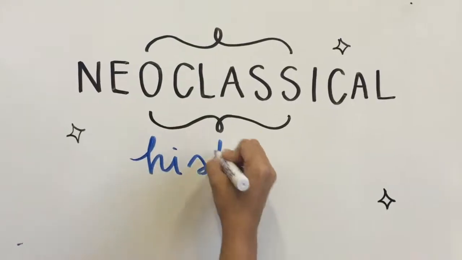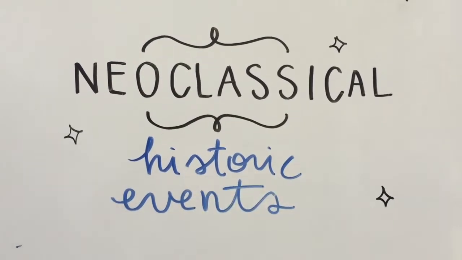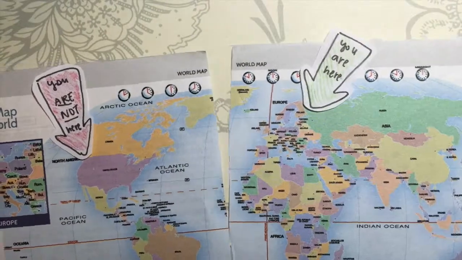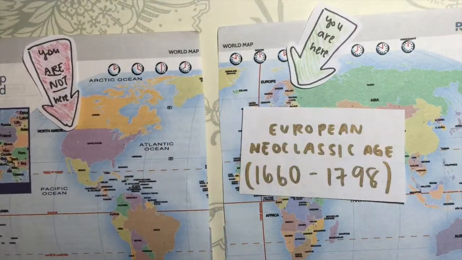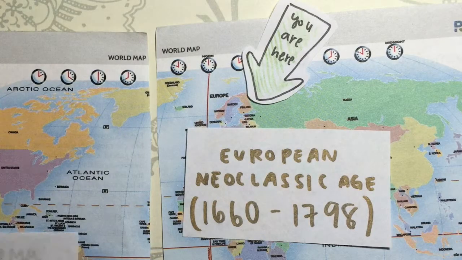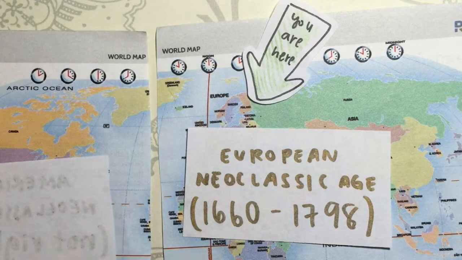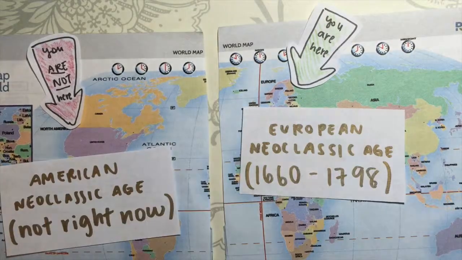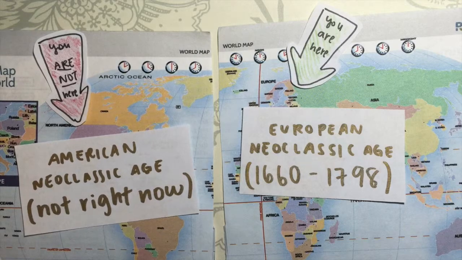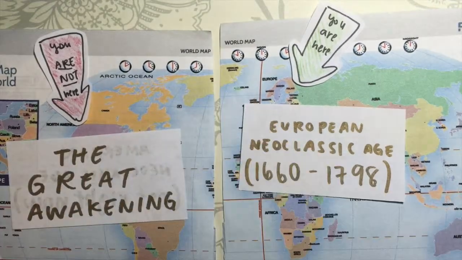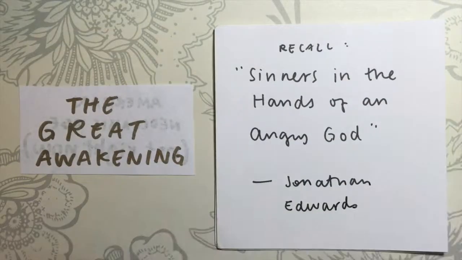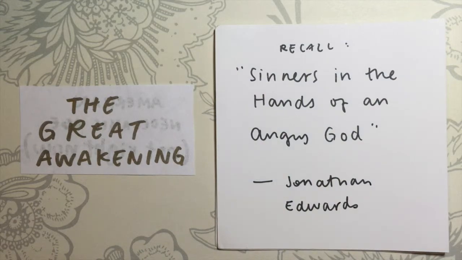The Neoclassical era had a rich history as well. Don't confuse the European Neoclassical era with the American Neoclassical era. The one we're covering in this video is the one that took place in Europe from 1660 to 1798. Meanwhile, in America, the Great Awakening brings colonists to their knees as they enthusiastically follow preachers like James Davenport and Jonathan Edwards.